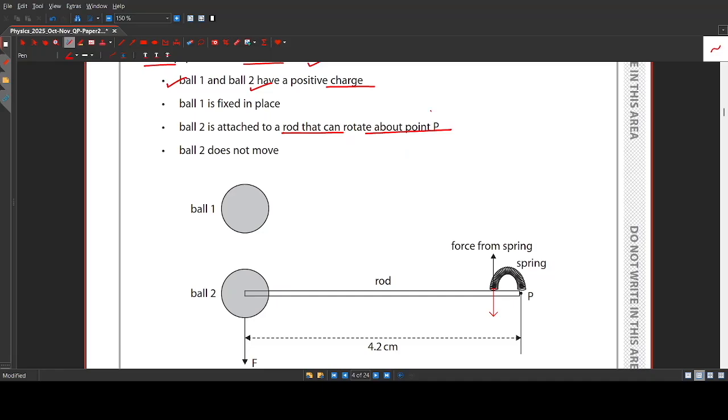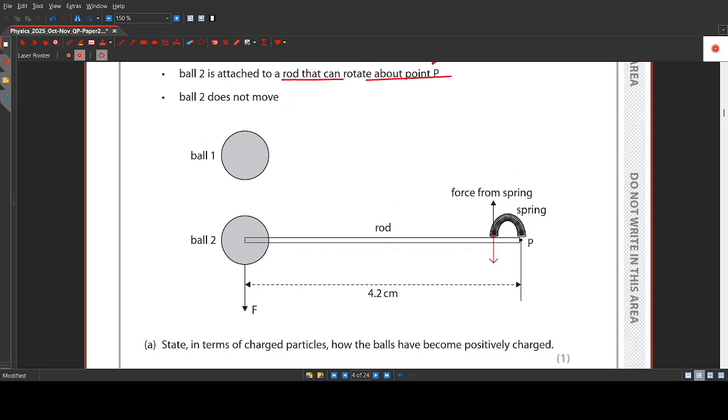This rod can rotate about point P, which basically means that this rod can move either in the clockwise direction or in the anti-clockwise direction. It can mainly rotate around point P. Ball 2 does not move, which means ball 2 is stationary. And as we can see, there is a spring here as well.